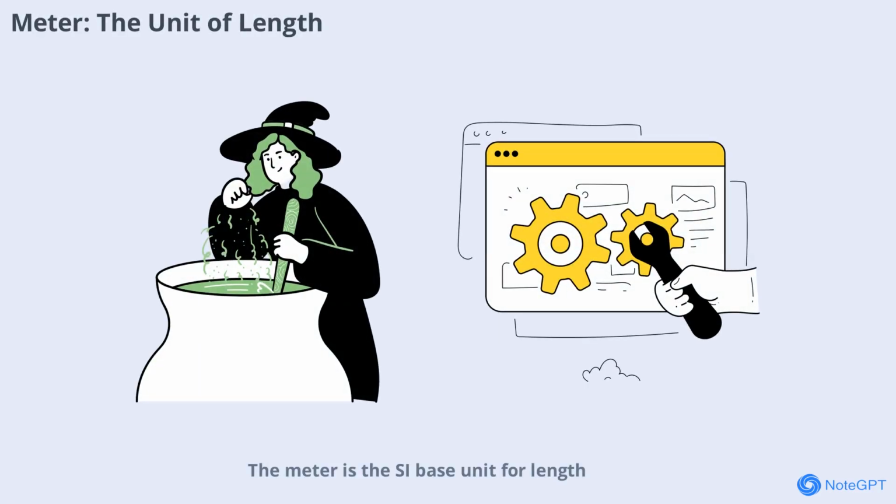The meter is the SI base unit for length. Originally defined as 1/10,000th of the distance from the equator to the North Pole, it is now defined by the distance light travels in a vacuum in 1/299,792,458 of a second. This precise definition ensures that the meter remains consistent and reliable, no matter where or when it's measured. The meter is used worldwide for scientific, engineering, and everyday measurement.